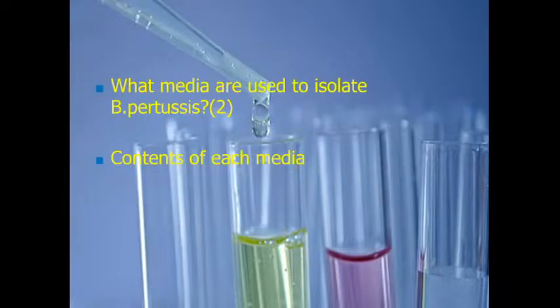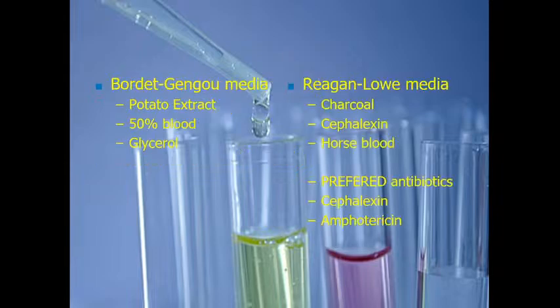All right. Now let's talk about medium. Culture media for the isolation of Bordetella pertussis. You have Bordet-Gengou medium, or the BGM, and the RLM, or the Regan-Lowe medium. So you have 2 to isolate Bordetella pertussis. Bordet-Gengou contains potato extract and 50% blood and glycerol. As I mentioned before, Bordetella pertussis just loves blood. Regan-Lowe has charcoal, cephalexin, horse blood. Preferred antibiotics include cephalexin and amphotericin.